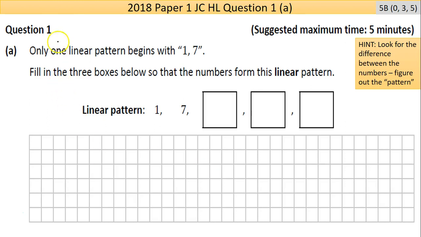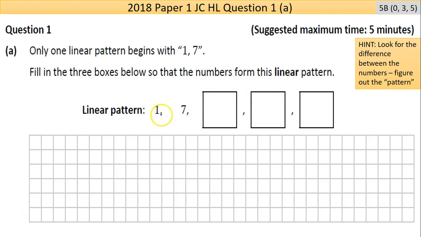So question one here is a sequence and series question, and just get stuck in. Part A here says only one linear pattern begins with 1, 7. Fill in the three boxes below so that the numbers form this linear pattern.